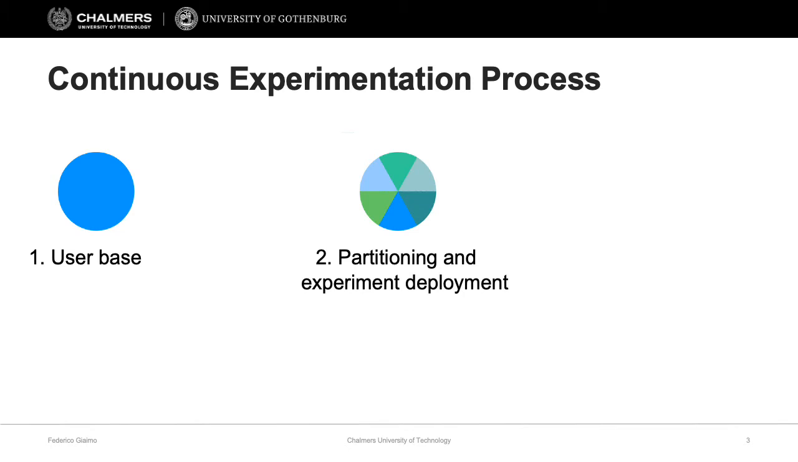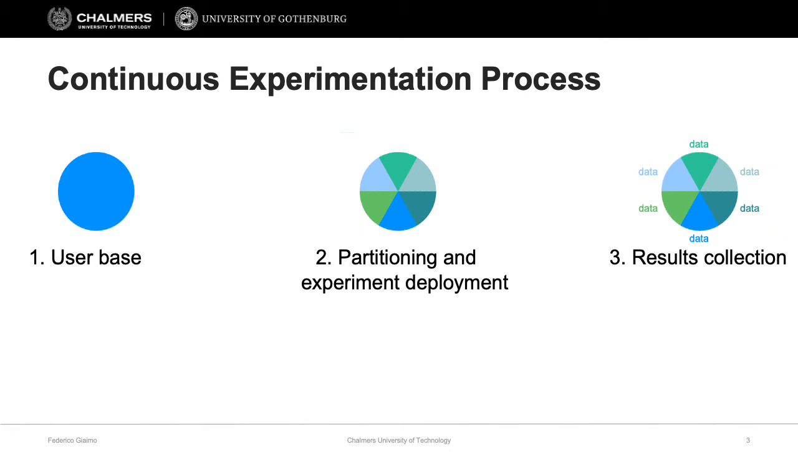Then you would divide this user base in partitions or clusters, and to each of them you would deploy or give access to a different version of your software called experiments. The difference could be in the parameters that you use or in the algorithm the software is based on. One of the partitions, however, will still use the previous version of the software, acting as a control group for the whole experimentation process.